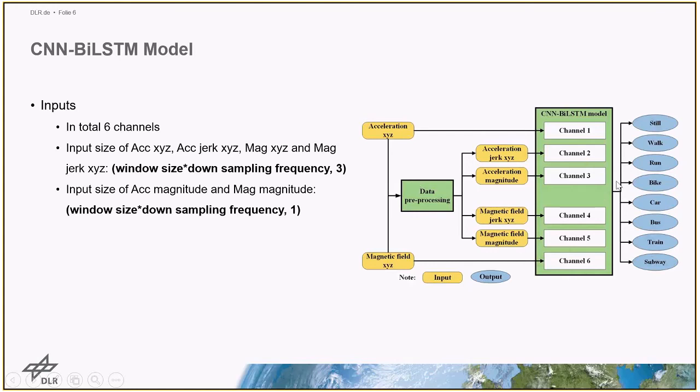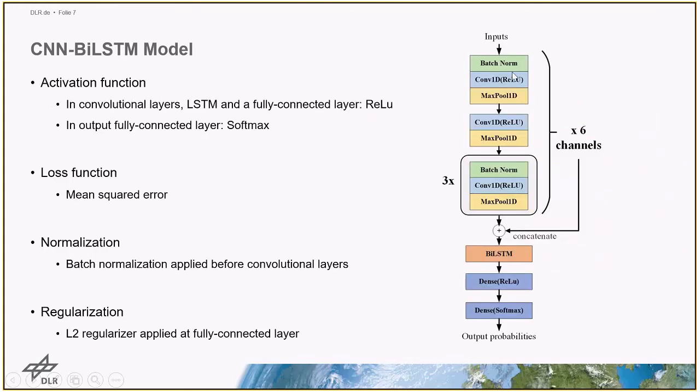Let's introduce the details of the CNN-BiLSTM model. As each channel has the same components, we only show the details of one channel on the right side. After batch normalization, a one-dimensional convolutional layer with a ReLU activation function is added, followed by a max pooling layer. Then a convolutional layer and a max pooling layer are added without batch normalization. Later, batch normalization, convolutional layer, and max pooling layer are added, and they repeat 3 times.